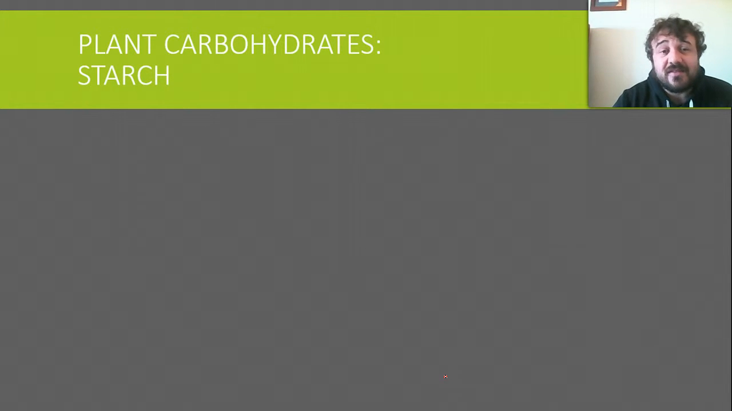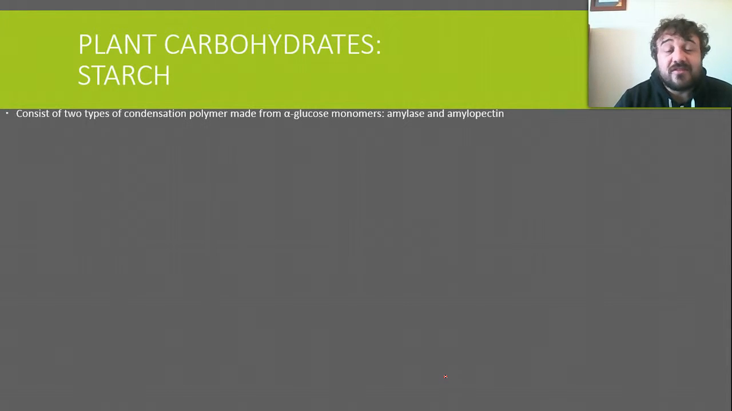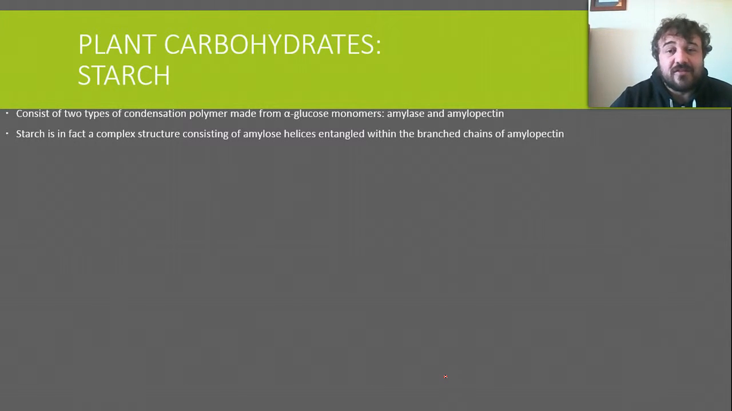So let's have a look at starch. Starch is a bit more interesting, I think. It's two types of condensation polymers made from alpha glucose: amylose and amylopectin. Amylase is a protein which breaks it down. We'll talk more about amylase later. So starch is in fact a complex structure, with amylose helices entangled with the branched amylopectin.